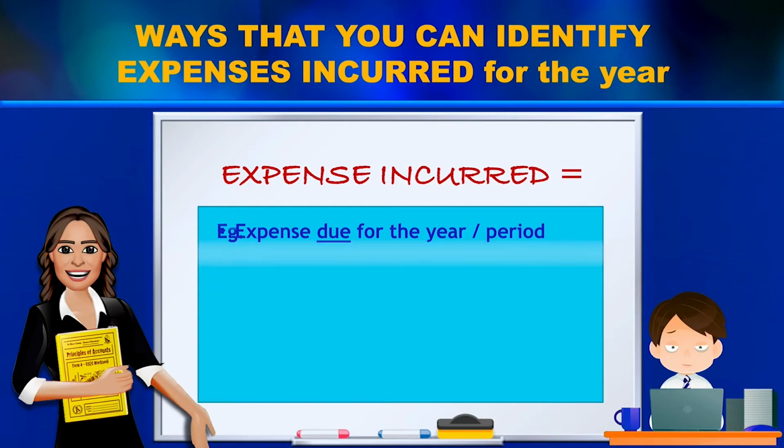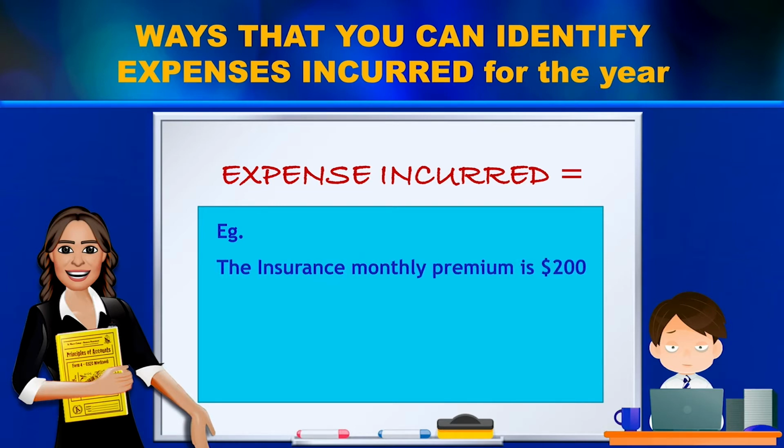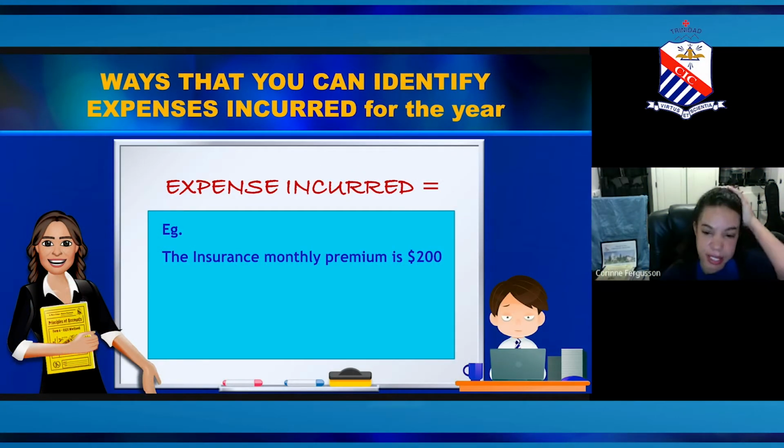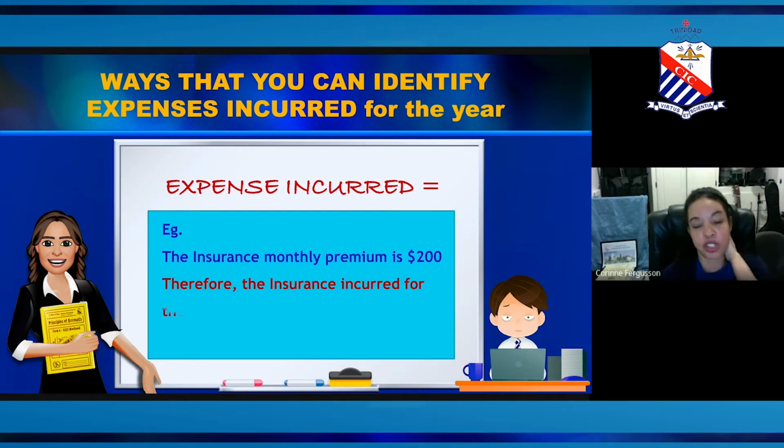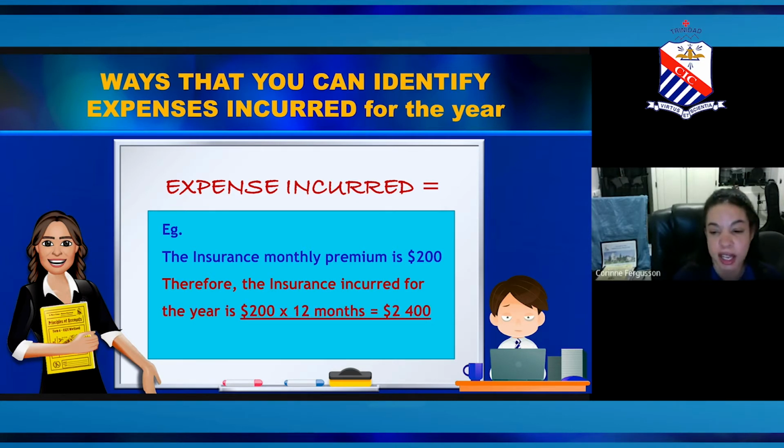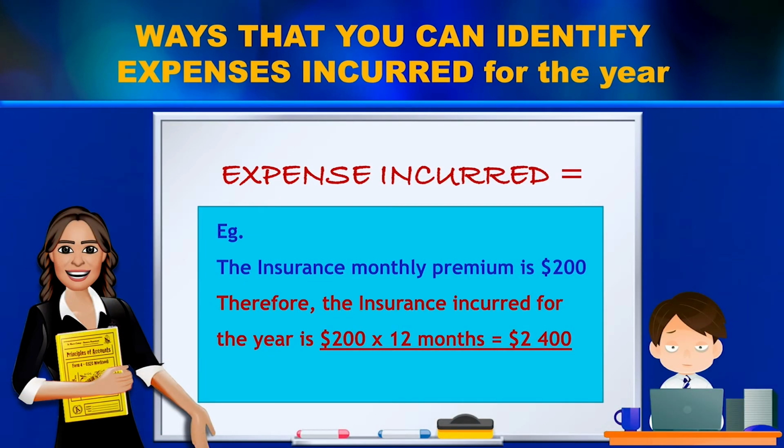In fact, I think I have an example for you in terms of two things. So, for example, the insurance monthly premium is $200. All right, so what would be the insurance incurred for the year? Simply, they gave you the monthly premium, which is $200. So for the year, you just multiply by 12 months, and therefore your incurred amount will be the $2,400.